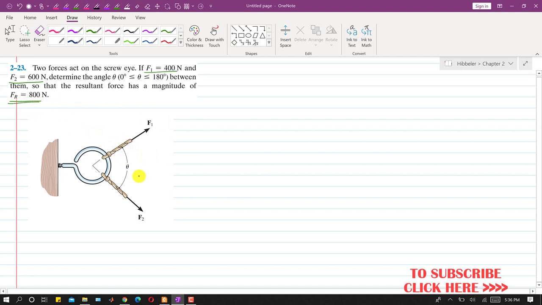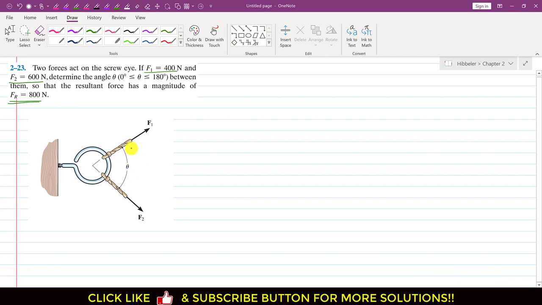So now what we will do is apply the head to tail method for vector addition. We will add both of these vectors by using the head to tail rule. So we can draw the free body diagram. Let's say this is F1, whose magnitude is given, which is 400 Newton, and this is F2.